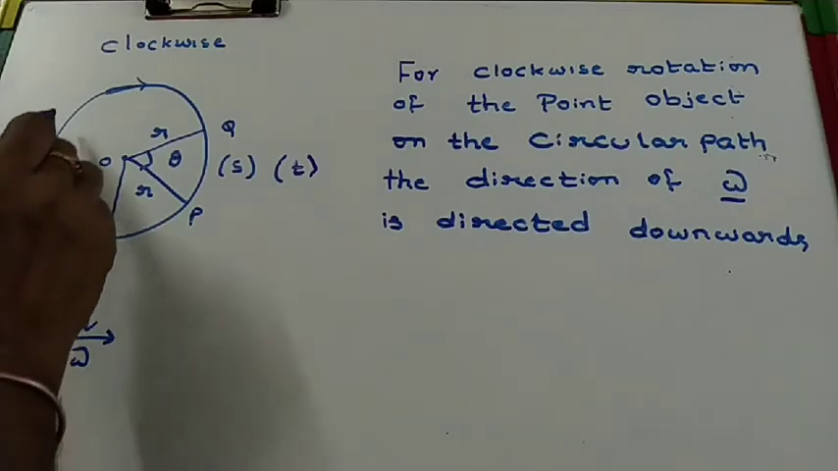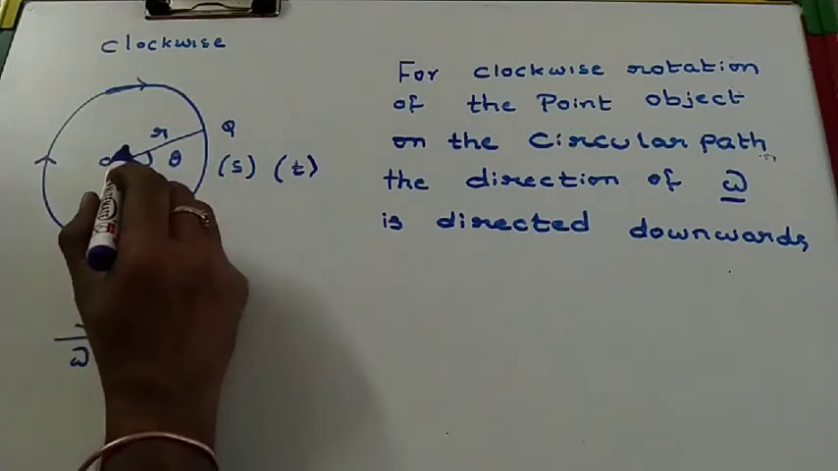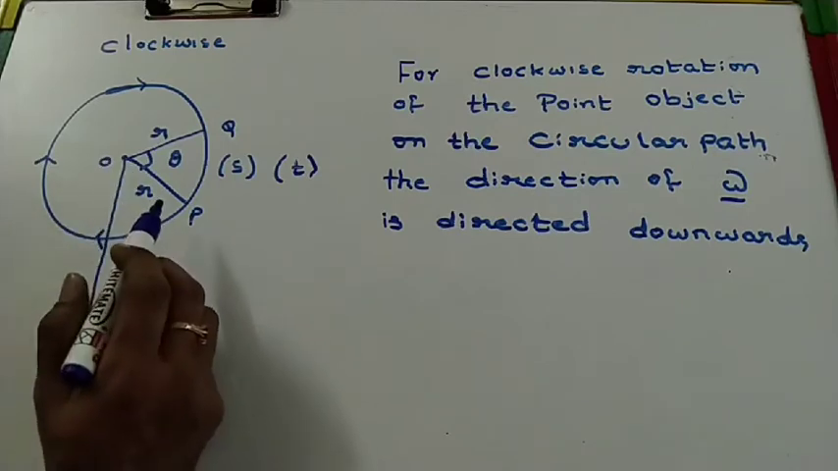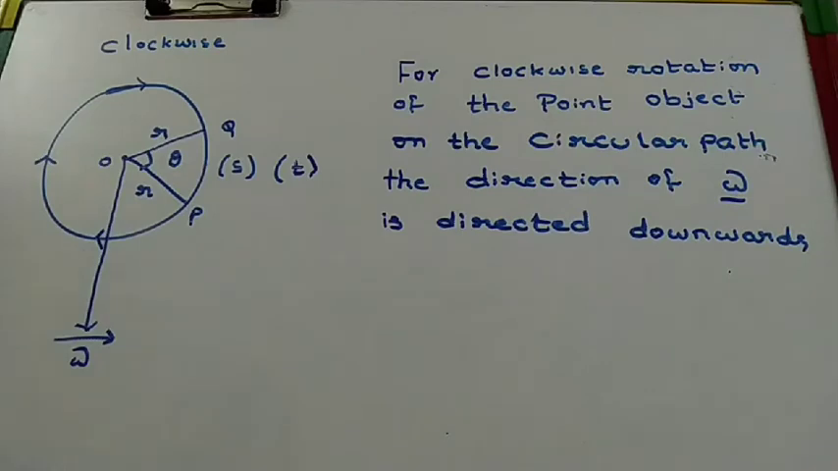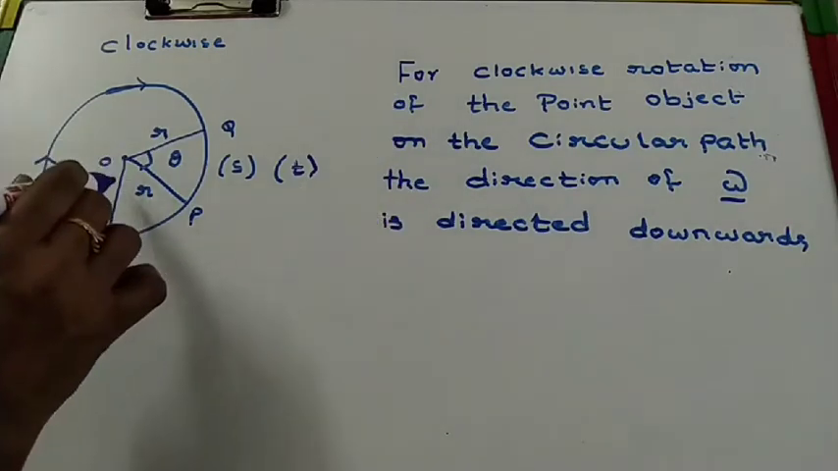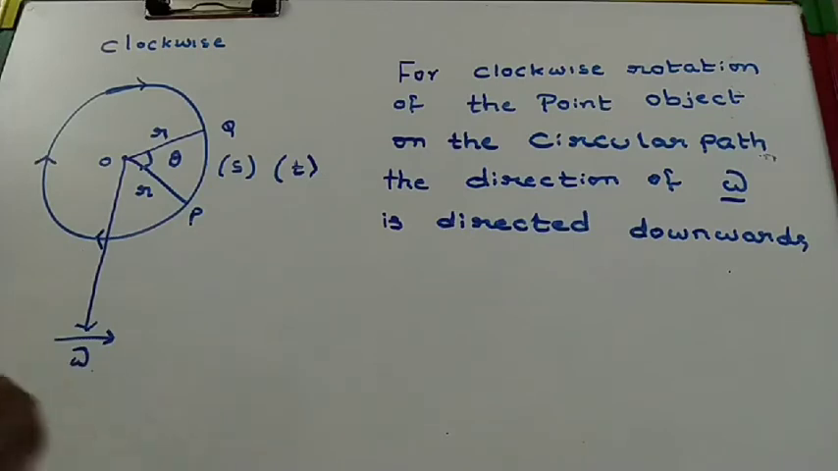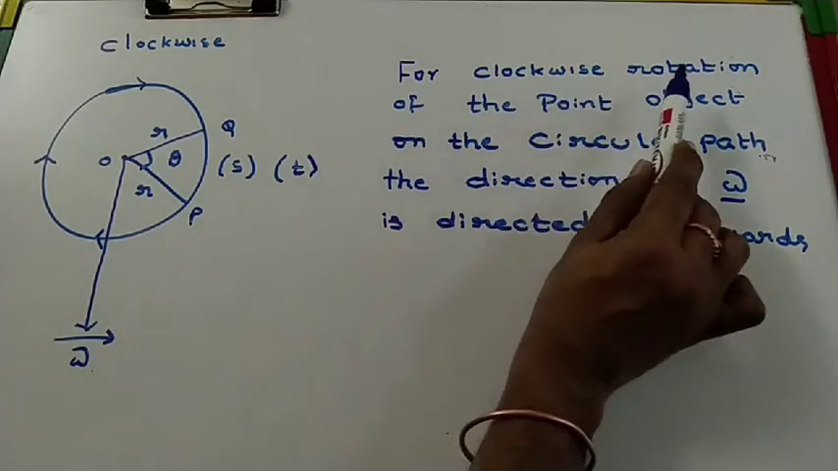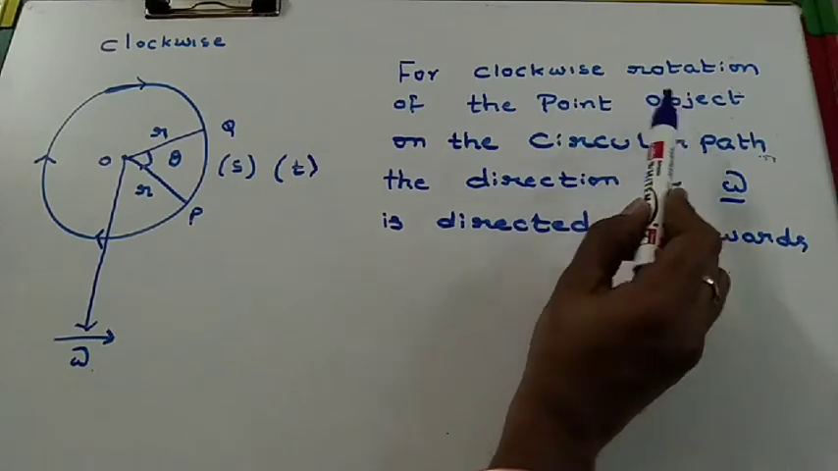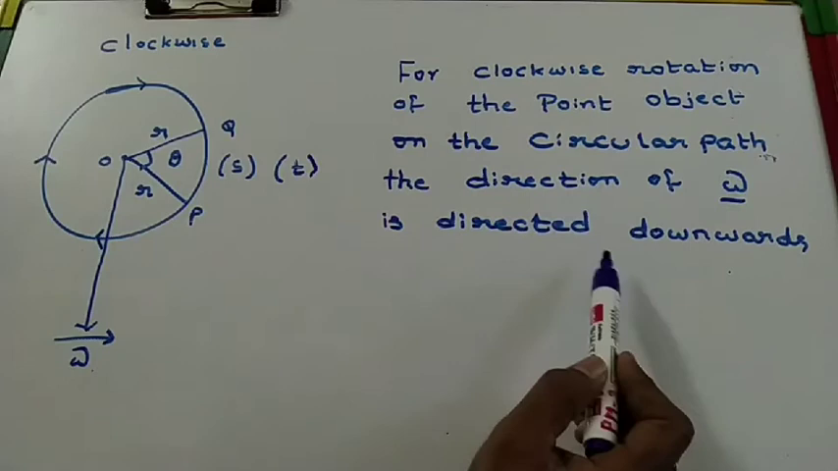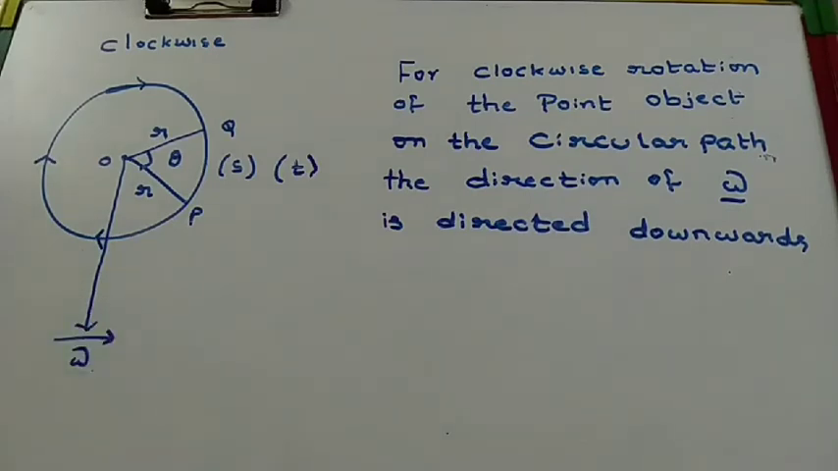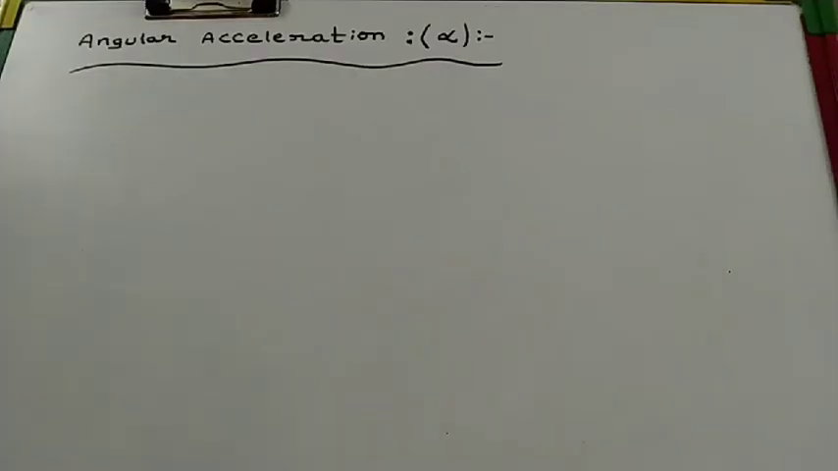Now a particle which is moving clockwise, take a radius from the center point O, take point Q and P. The particle is moving from Q to P. In that case, the angular frequency is in the downward direction. For clockwise rotation of the point object on the circular path, the direction of omega is directed downwards. These 2 points are very, very important. Now we are going to discuss angular acceleration.